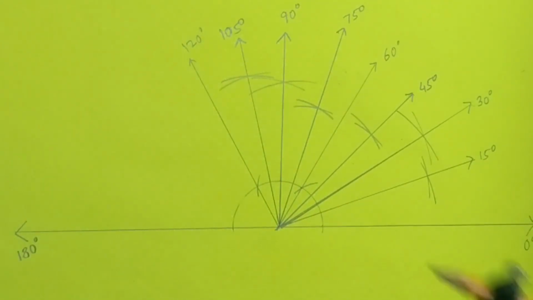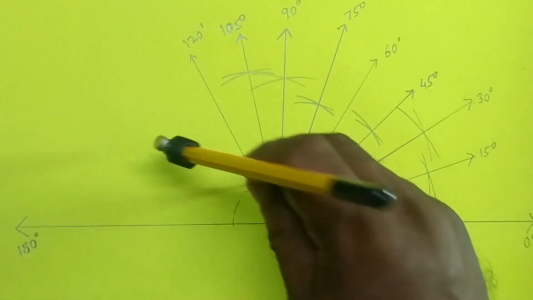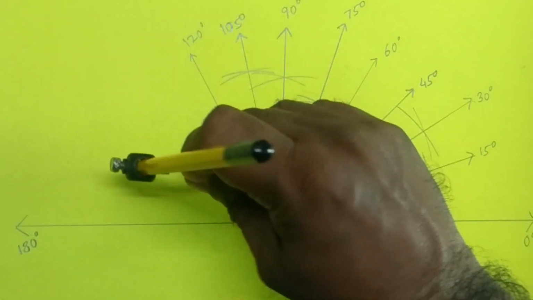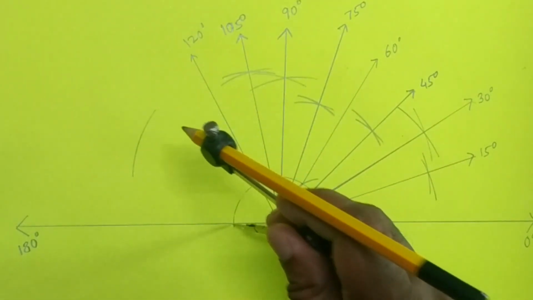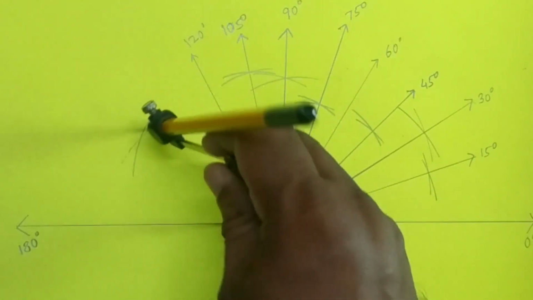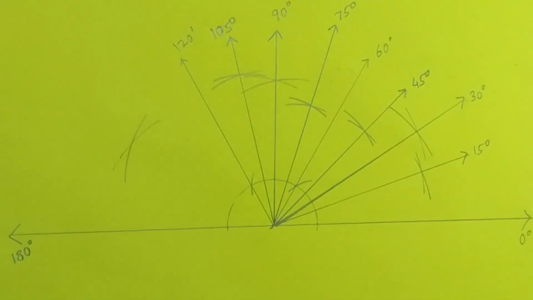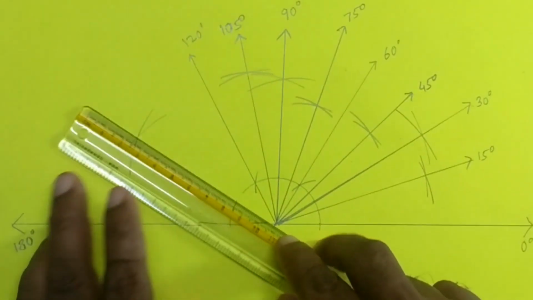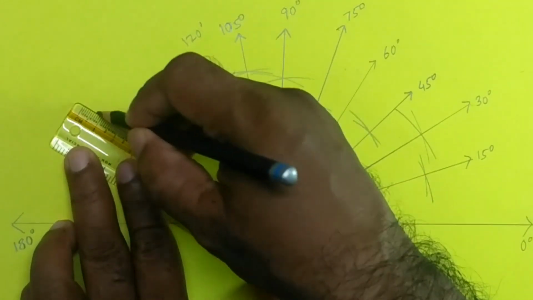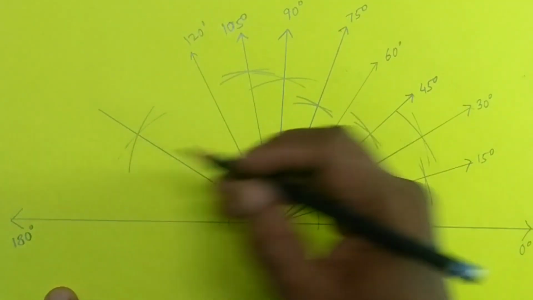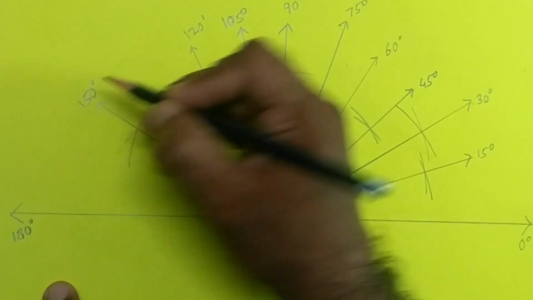Now same procedure for 120 and 180, angle bisector, take suitable distance, draw the arc and cut the arc in this manner and join the point of intersection of the arcs. So this angle is 150 degree.